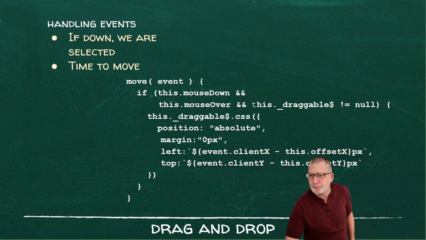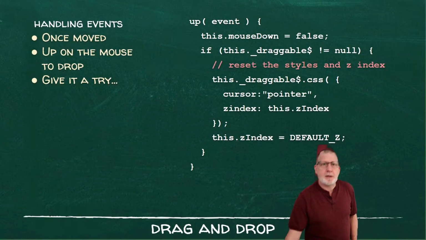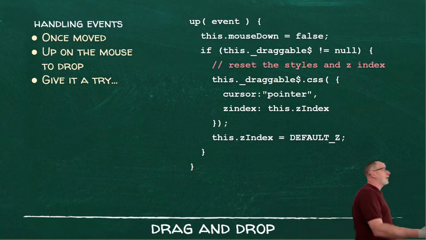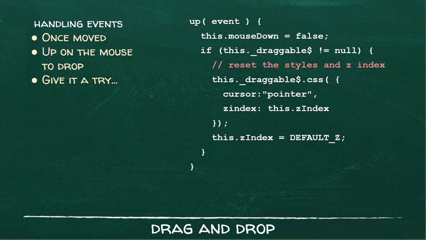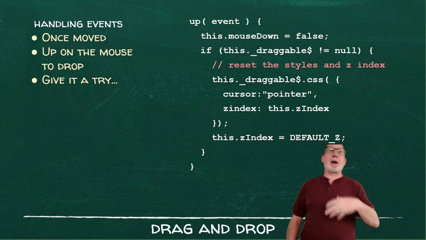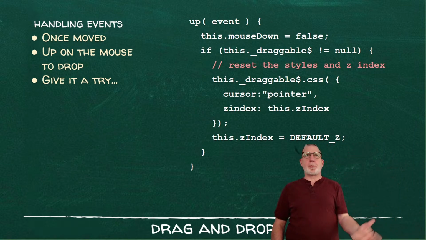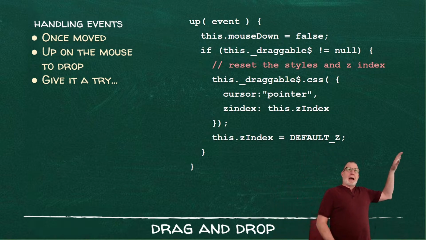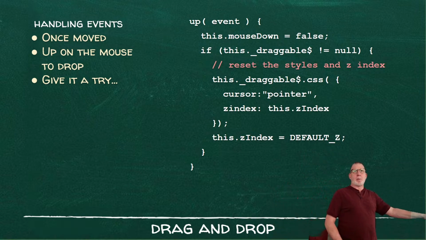Okay. And then finally, when I release the mouse, if I've got something selected, draggable's not null, then I want to return the cursor, return the z-index, and leave it where I moved it to. Okay. Now there's a couple other caveats if you want to make a copy of something. You want to know when you dropped it on something. So this is the basic algorithm that's going on behind the scenes.